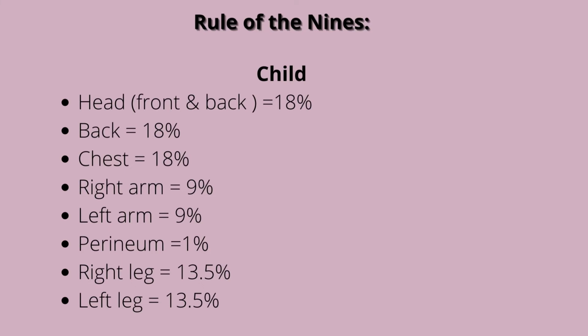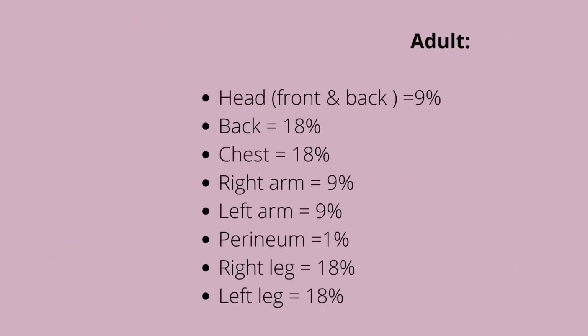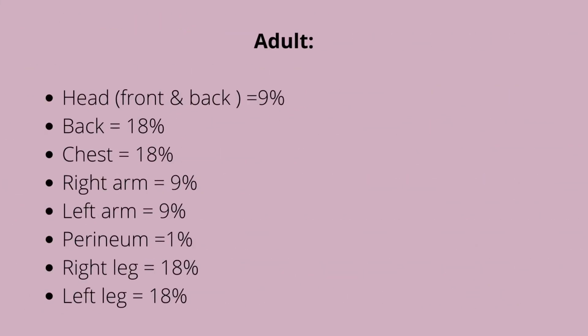The right and left leg, they are 13.5%. Let's go to an adult. An adult, the head, front and back is 9%. You see the difference? The child's head is normally bigger than the body most of the time.